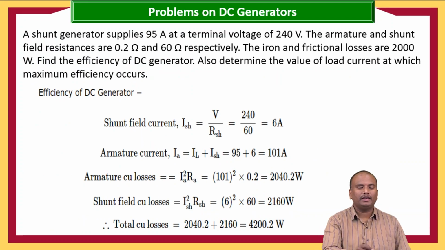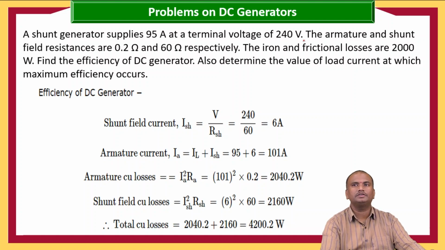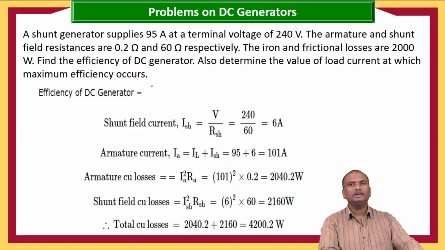The next one: a shunt generator supplies 95 amperes at a terminal voltage of 240 volts. The armature and shunt field resistances are 0.2 ohms and 60 ohms respectively. The iron and frictional losses are 2000 watts. Find the efficiency of the DC generator. Also determine the value of load current at which the maximum efficiency occurs.